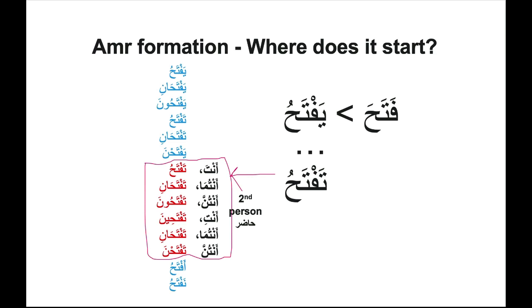So let's go through the chart. Yaftahu, yaftahane, yaftahuna, taftahu, taftahane, yaftahna. This is where second person starts. This is where the command, order, request will be addressed to. So anta, antuma, antum, anti, antuma, antunna. The corresponding verbs for these are taftahu, taftahane, taftahuna, taftahina, taftahane, taftahna. Amr needs to be formed with these six verbs, and I'll show you how to make it.